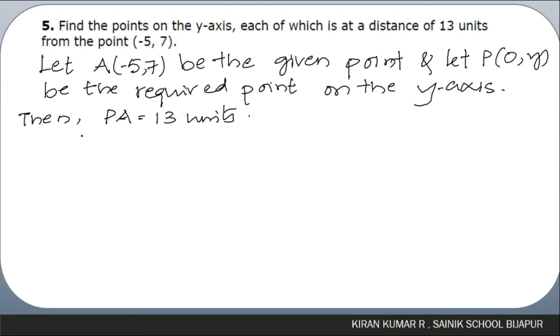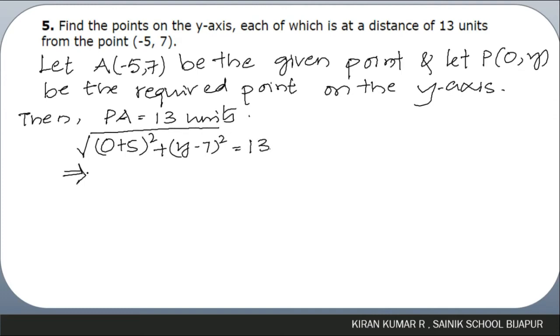The distance PA is nothing but under root (0 plus 5) whole square plus (y minus 7) whole square, which is equal to 13. Let me square on both the sides. I'll get 25 plus (y minus 7) whole square, which is equal to 169.